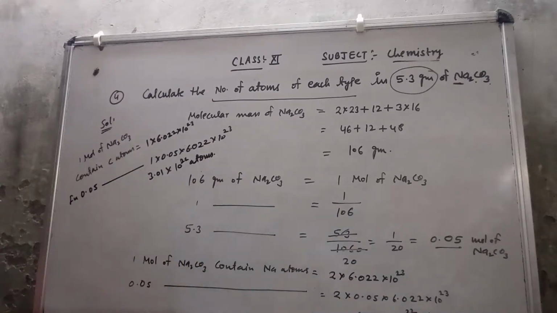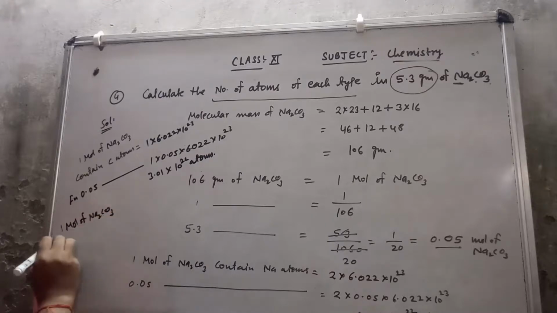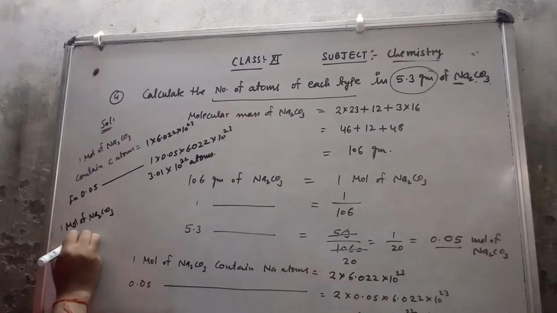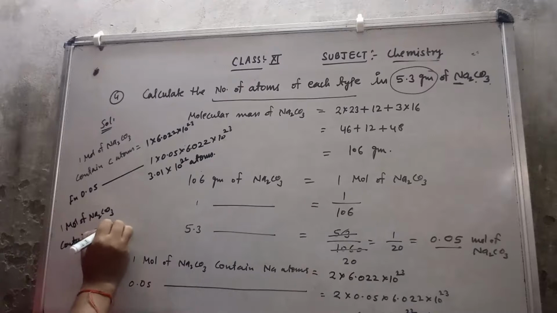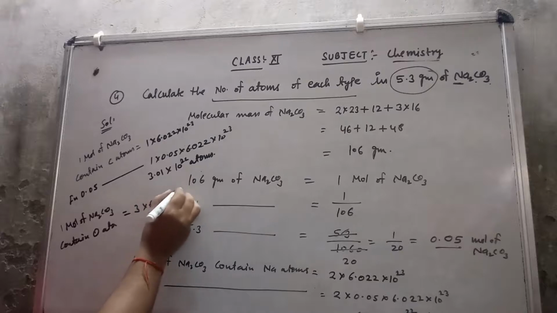Now the third atom is there, oxygen. Same, you can see 1 mole of Na2CO3 contains oxygen atoms. How much? This is 3 multiply Avogadro number, 6.022 into 10 raised to the power 23.